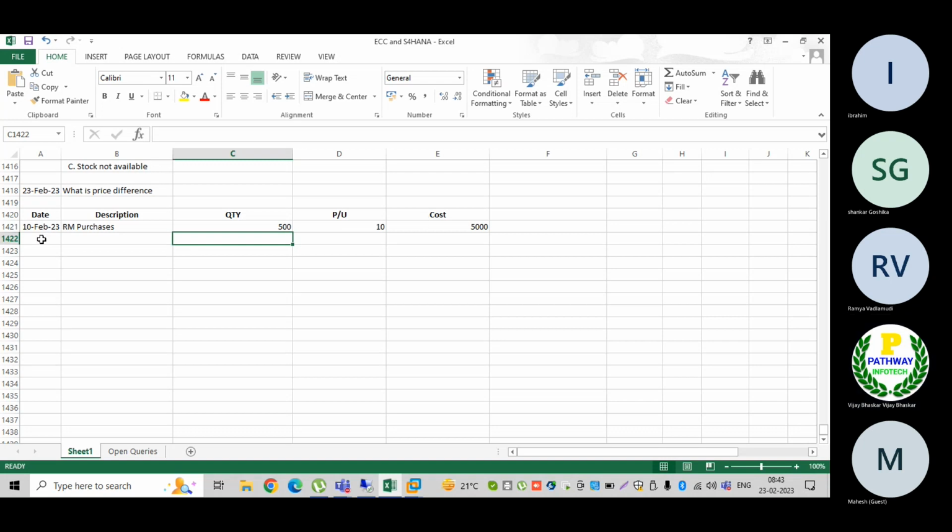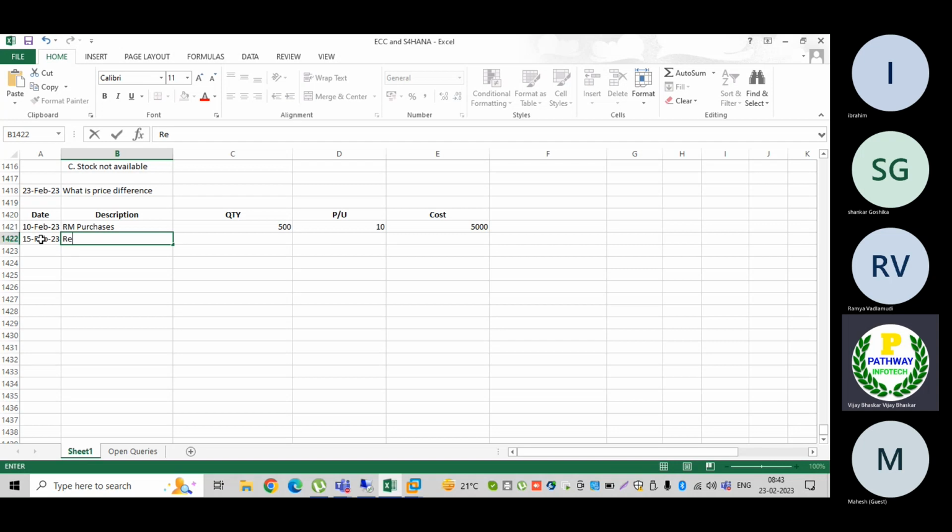Then let us assume, on 15th of February, we have received goods, goods receipt happened. So on 15th of February, we have received goods from the supplier or vendor. The quantity is 500 quantity we have received. At the time of goods receipt, we don't know the price per unit. Let it be blank.